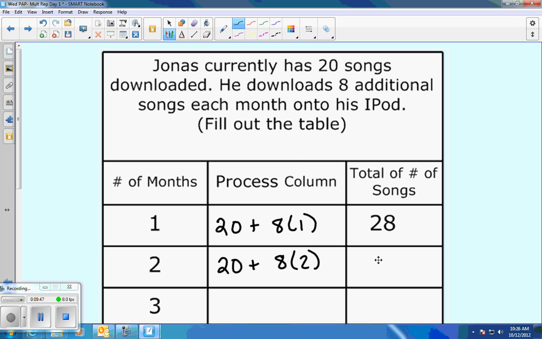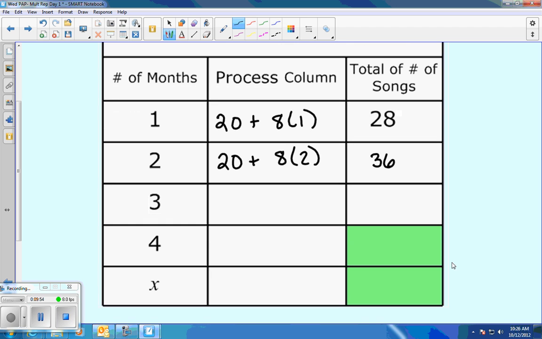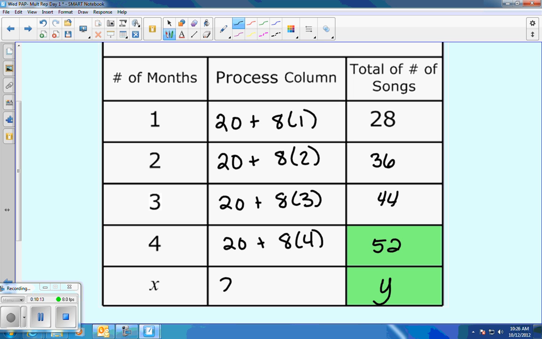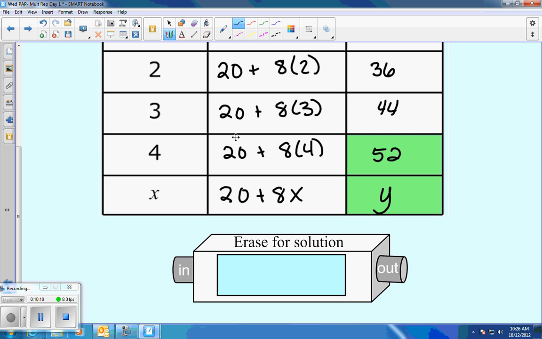He started with 20. He added 8 songs per month. So in this case, 20 plus 16 should be 36. 20 plus 8 times 3, that's 44. 20 plus 8 times 4, it's going to be 52. Y is our last one: 20 plus 8 times the number of months. There's where my equation comes from.